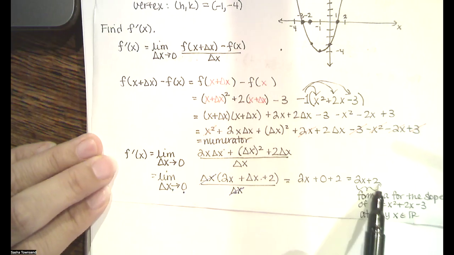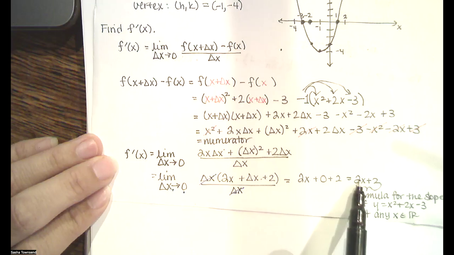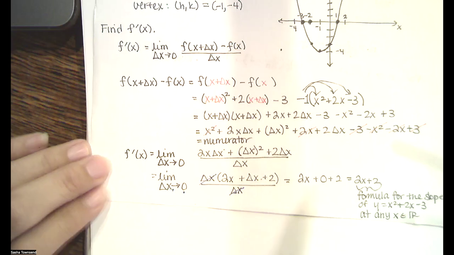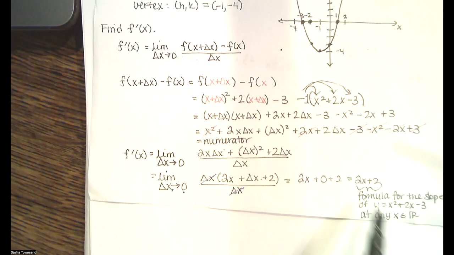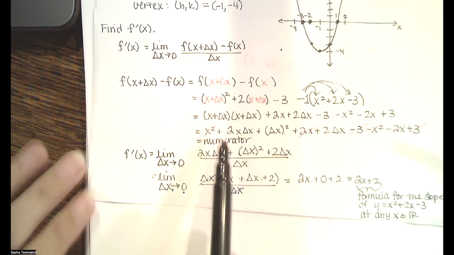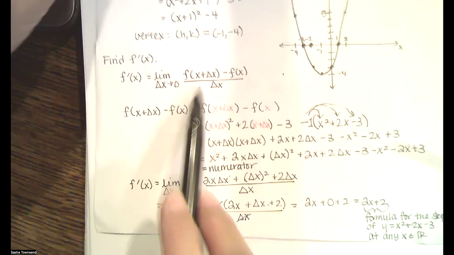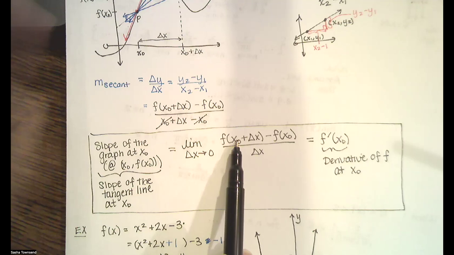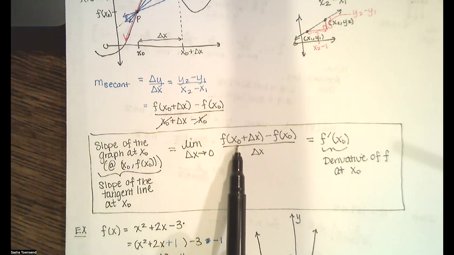So when x equals 0, the slope is 2. When x equals 1, the slope is 4. When x equals -3, we get 2 times -3 plus 2. That's the slope. So this is just telling us what the slope is in general. We could have used this formula for a particular value of x naught. We could say, oh, I'm only interested in what happens at x naught equals 2.